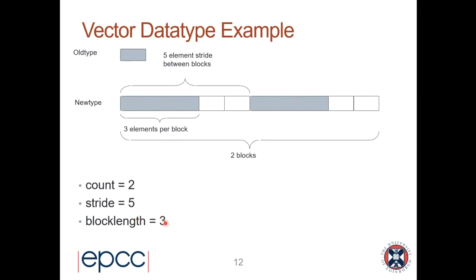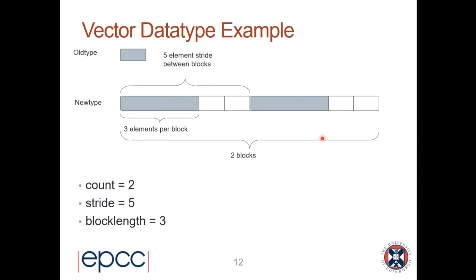So count equals 2, stride equals 5, block length equals 3 defines this pattern where we have two blocks, each of length 3, separated by a stride of 5. Or you could say the gap is the stride minus the block length, but MPI is defined by the stride. So hopefully it's clear that this triplet of numbers 2, 5, 3 defines that data type. Element, element, element, gap, gap, element, element, element.